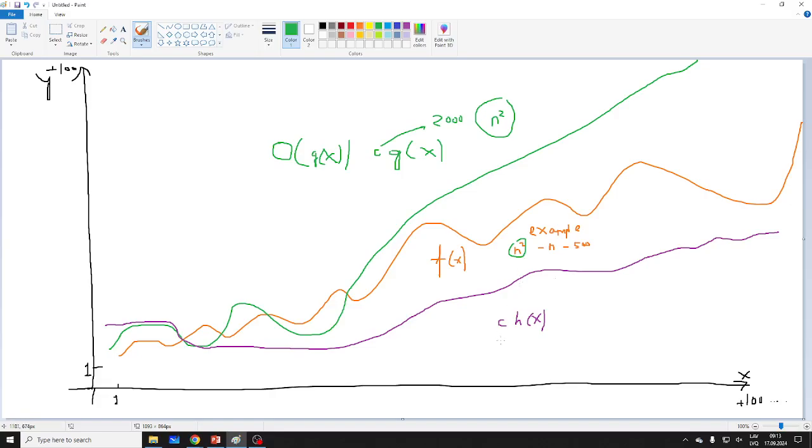Let's say for here you can do purple. Probably just 1 is fine, or 0.1. Again, n squared. So this is omega. So this is omega. But this, in this case, n squared and n squared match.